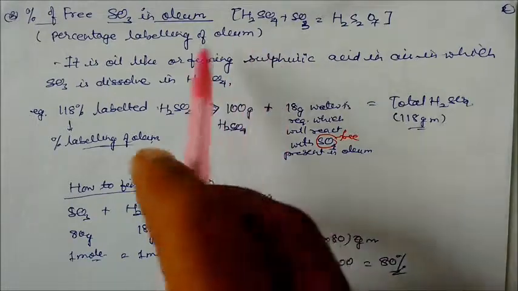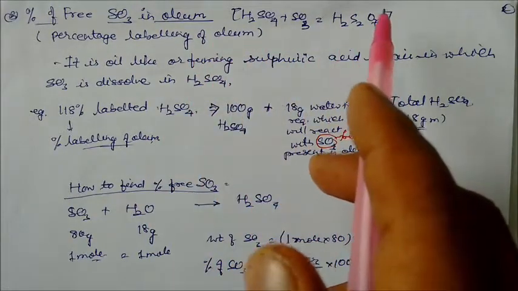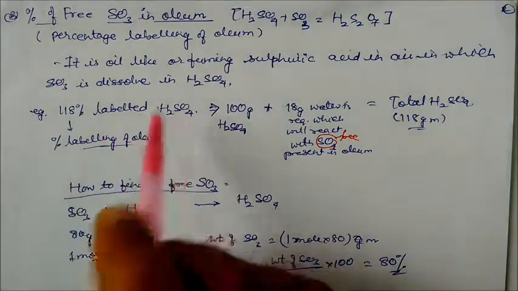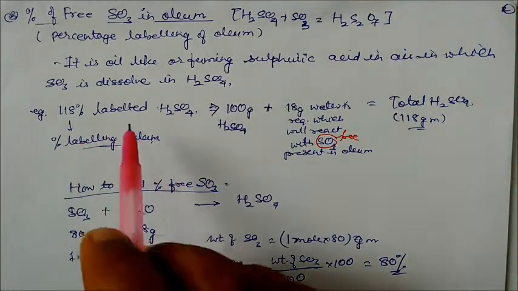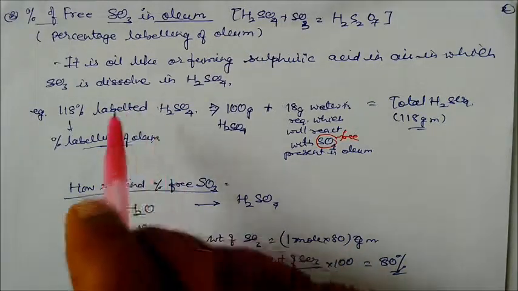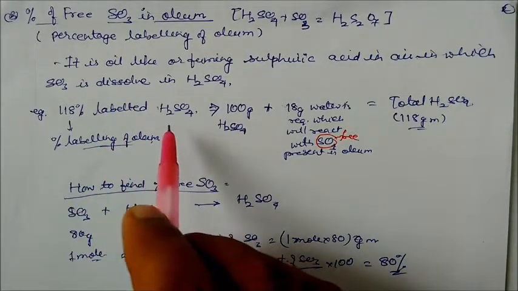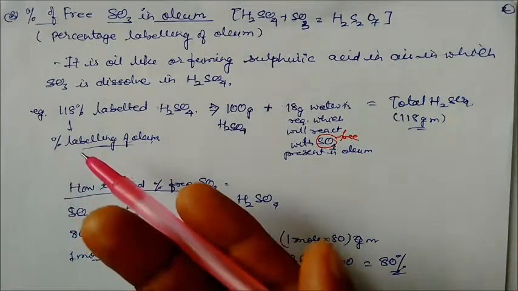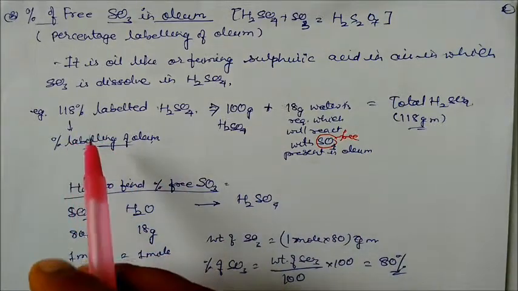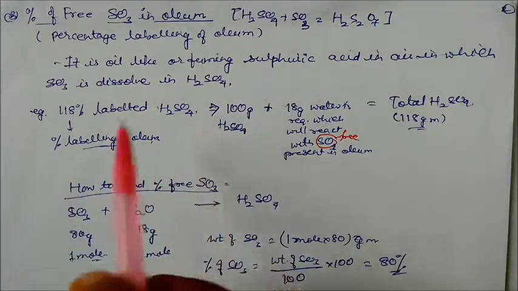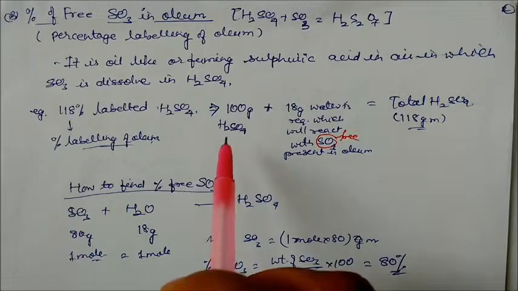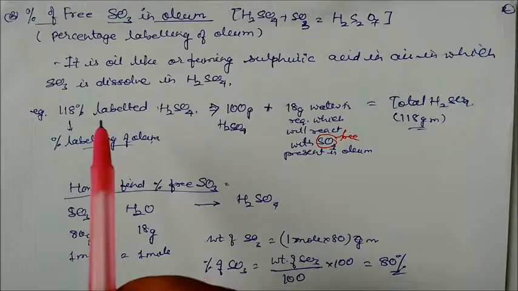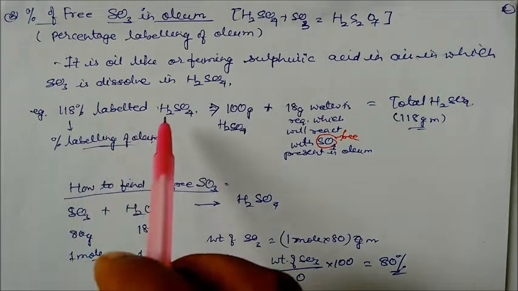So the formula of oleum becomes H2S2O7. Commercially we use 118% oleum. It is labeled on bottles of H2SO4; if you take any bottle there, they will write 118%, meaning this is oleum. What is the meaning of 118%? It means 100 gram of H2SO4 from that bottle, to which you have to add 18 gram of water.